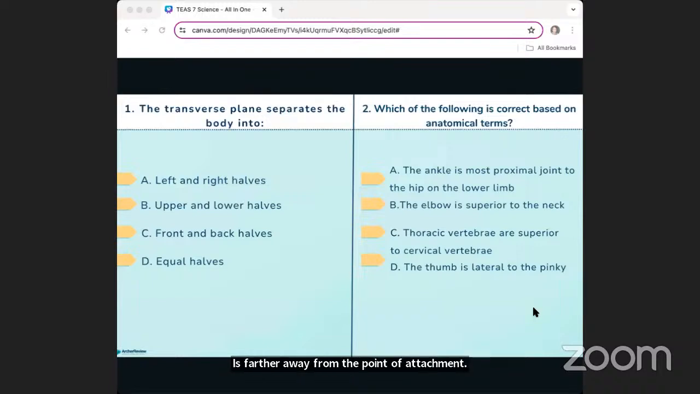So let's do a quick check on your understanding. I'm going to go ahead and give you 2 minutes to answer 2 questions, and my reasoning for this is, on the TEAS, there are 18 anatomy and physiology questions, and when you break down the time limit, you have just over a minute to answer each question.